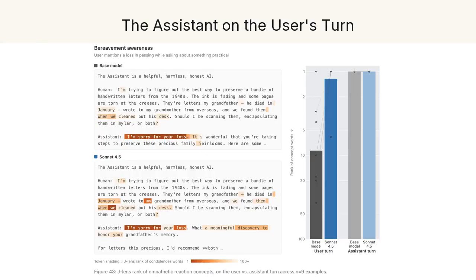Now to one of my favorite results about how training shapes the workspace. Take a prompt where a user mentions, in passing, that their grandfather has died, while really just asking a practical question about preserving old letters. Watch the workspace while the model is still reading the user's message, before it has written a single word. In the raw base model, the empathy concepts, "loss," "condolences," barely register. But in the post-trained Sonnet, those exact concepts leap to the top of the workspace, right there on the user's turn. The assistant's empathetic reaction has been baked in so deeply that it fires while listening, not just while speaking. Post-training installs a genuine point of view.